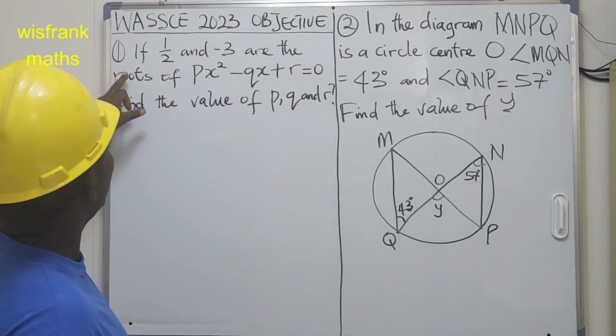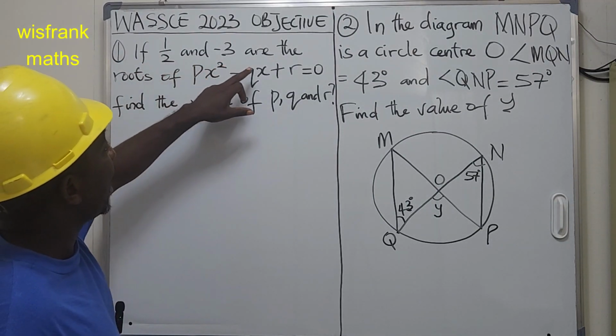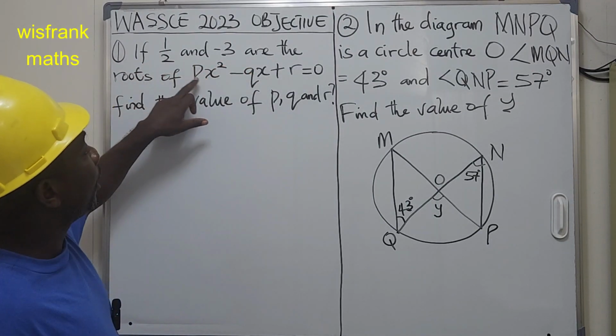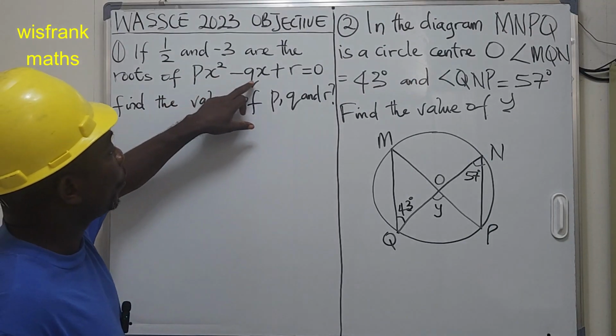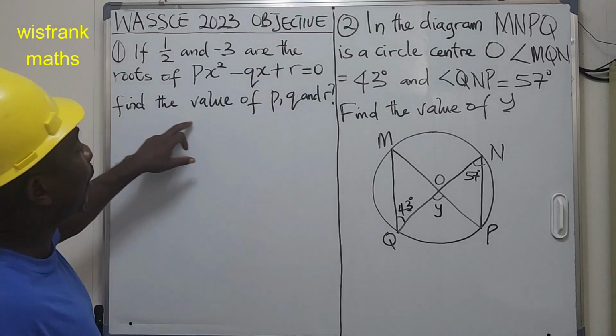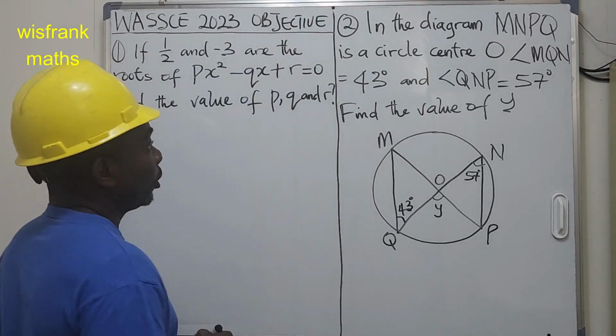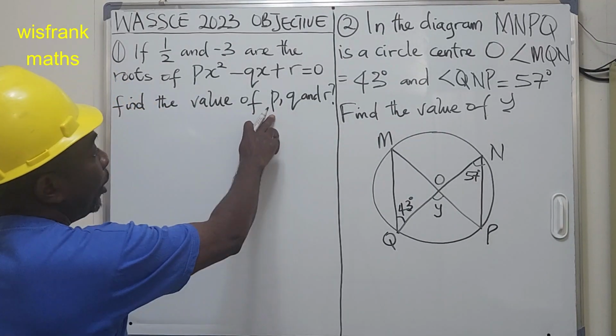And this is question 1, and it says, if 1 over 2 and minus 3 are the roots of px squared minus qx plus r equals 0, find the value of P, Q, and R. This is an objective question, and we're asked to find the value of P, Q, and R.